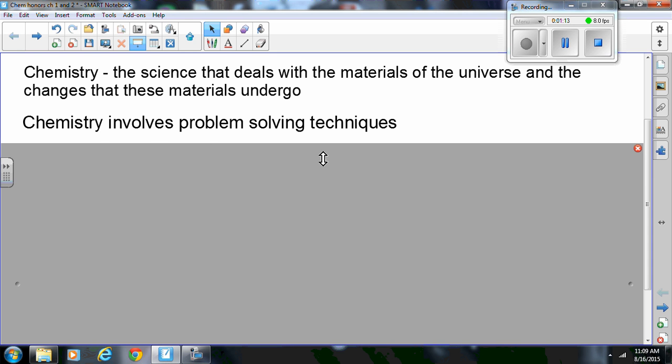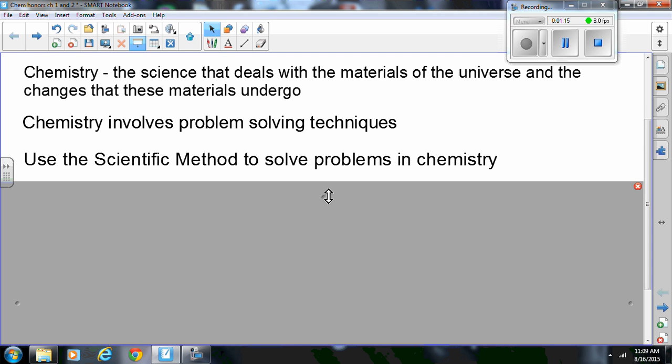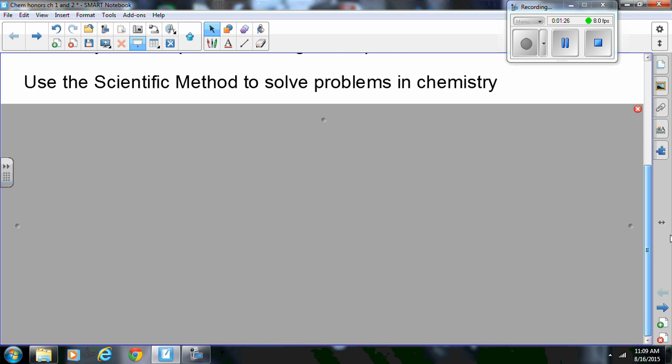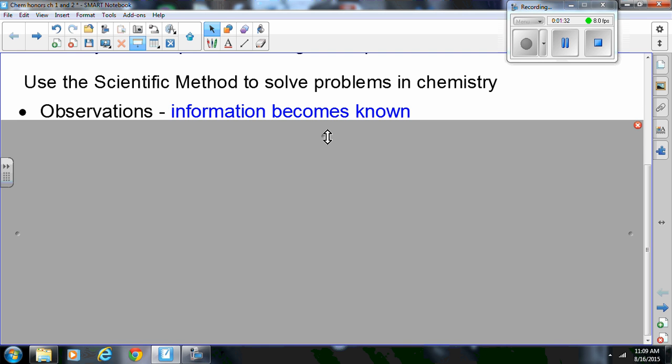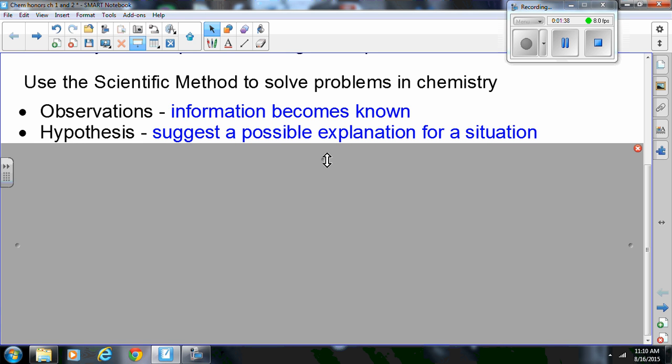Alright, so we do start with the same type of problem-solving technique that you should have learned in biology, physical science, and you'll continue to use this in physics, anatomy, or whatever other course you take. It is the scientific method. It is the best way to solve problems in not just chemistry, but in any science. So what you do is make observations. This is where the information becomes known to you. You make a hypothesis, which means you suggest a possible explanation for some situation.